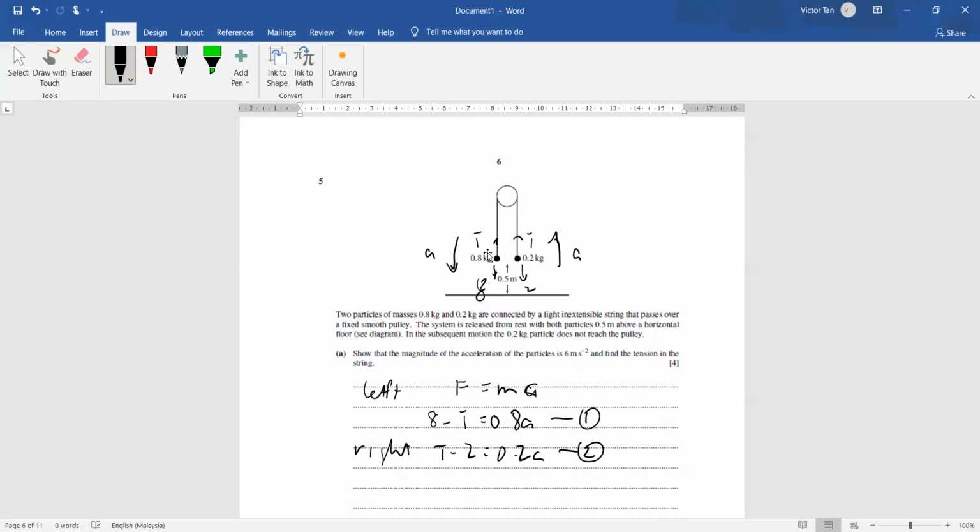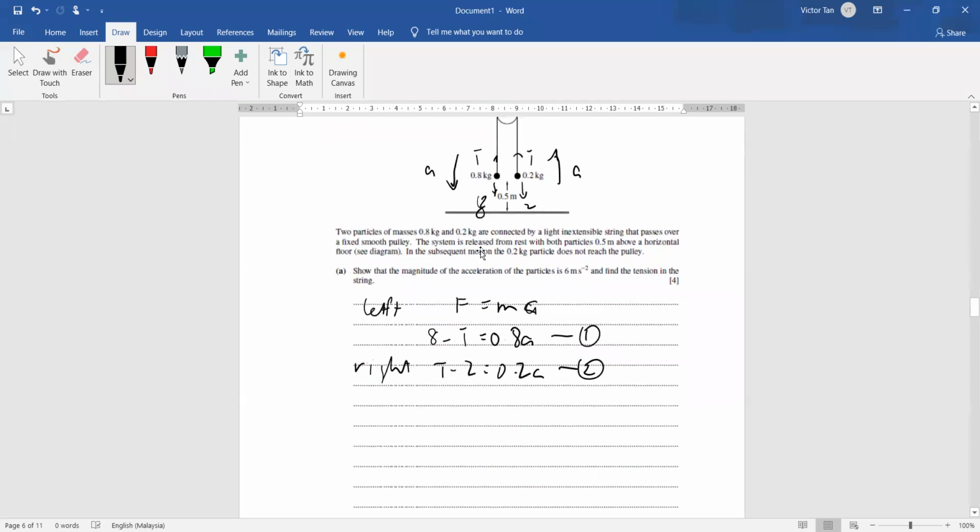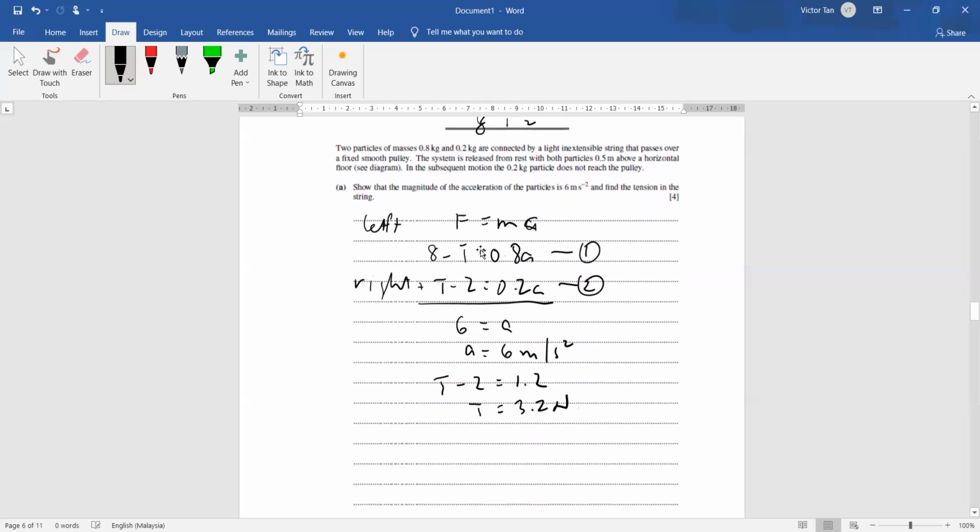Okay. Adding these two equations, 6 equals A. So the acceleration is 6 meters per second squared. Now, substituting into the second equation, T minus 2 equals 1.2. So T equals 3.2 Newton. That's it.